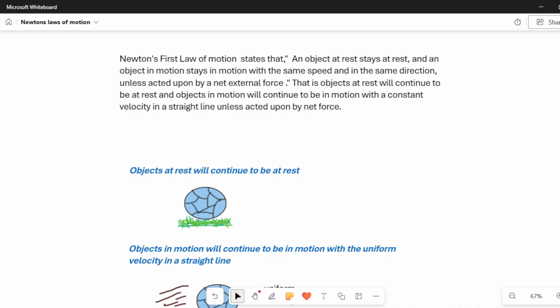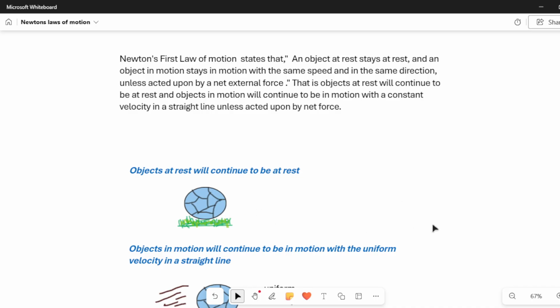So now we will see the example and try to understand the first law of motion. What it states is that objects which are at rest will continue to be at rest. So if I have a ball placed on the ground and it is not moving, unless somebody comes and kicks the ball and applies some external force on it, the ball will continue to stay in this position. It will not change. That's why they say objects at rest will continue to be at rest until acted upon by a net external force.